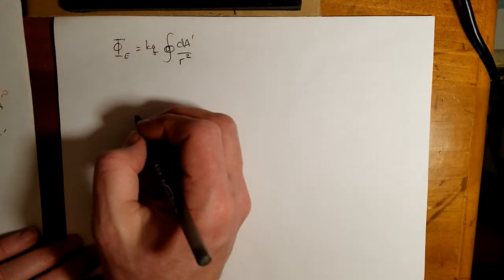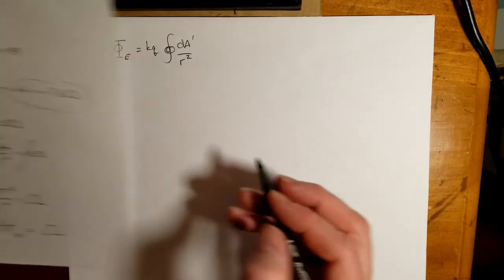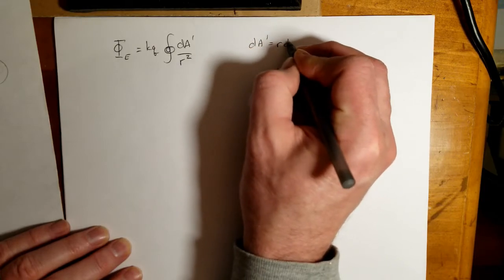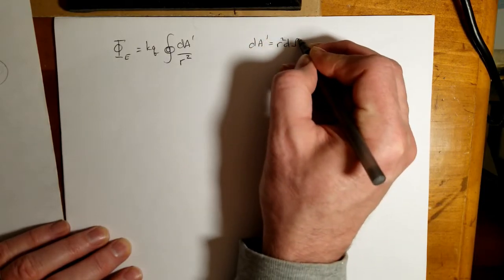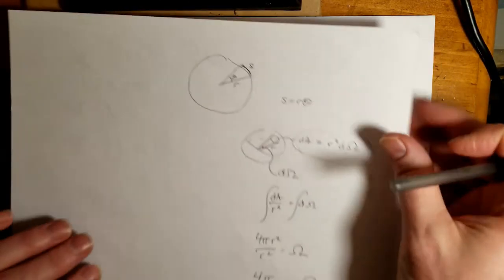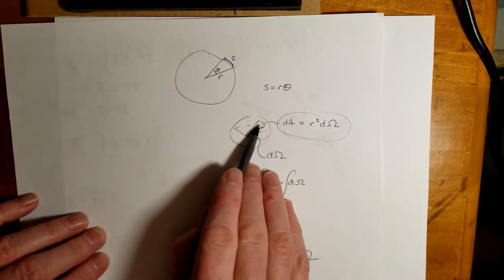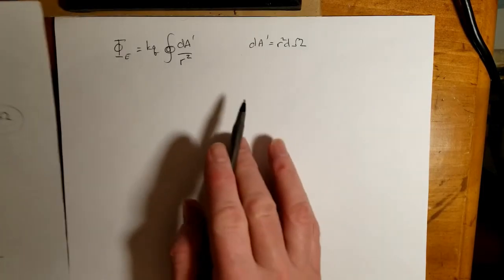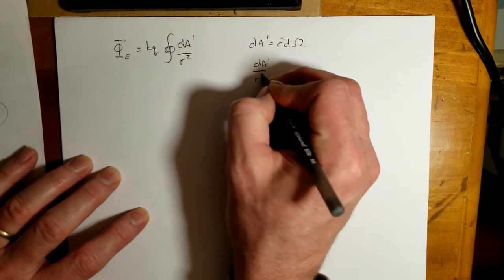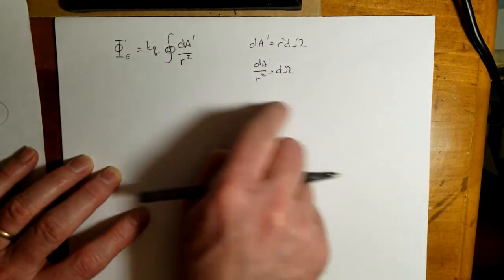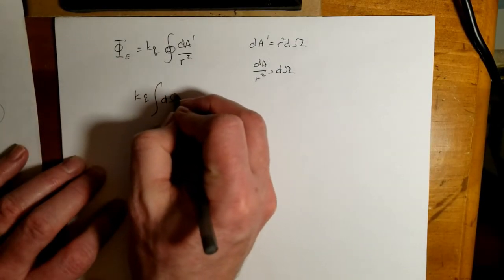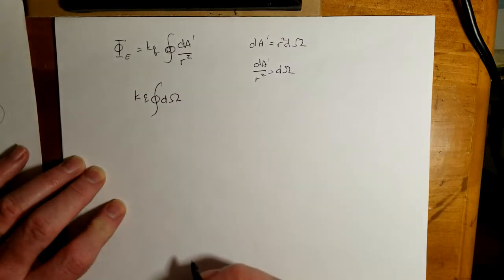From our relationship that we talked about, this one right here, I know that dA prime is equal to r squared d capital omega. Because remember, when we're dealing with this relationship here, this was assuming a sphere. This was assuming that A was perpendicular to omega, which we have right here. And so dA prime over r squared is equal to d omega. So we can pop that in, and so I get KQ integral d omega over the entire surface.